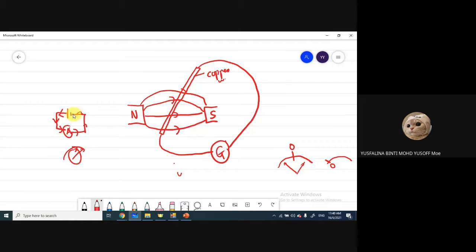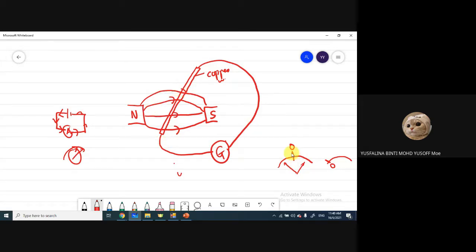But in the normal circuit, I think you already learned in Form 2, the Ohm's law, you already know the current flows from positive to negative, so the direction will always be the same. But for this one, we don't have the positive and negative terminals, so we don't know the direction.